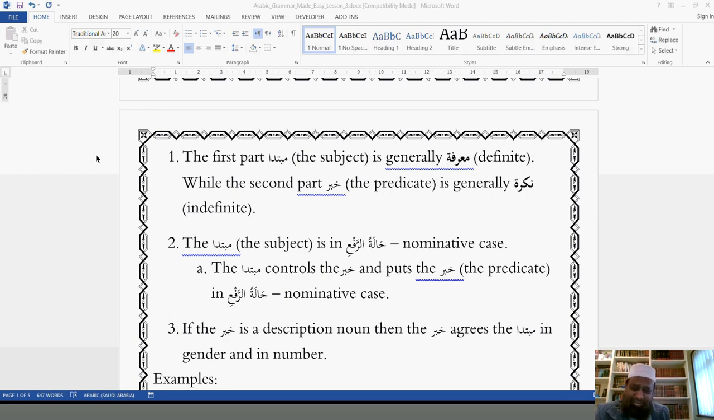So inshallah in the next lessons we're going to learn what is Ma'rifa, what is Nakira, what is gender, and what is number. How do you make a singular noun into a dual? And how do you form the plural? All this we are going to learn in the coming lessons.